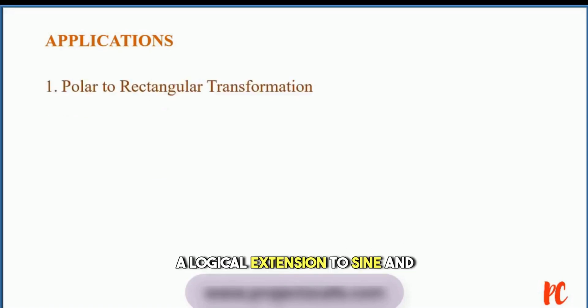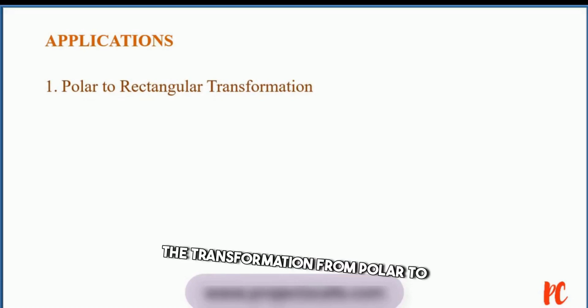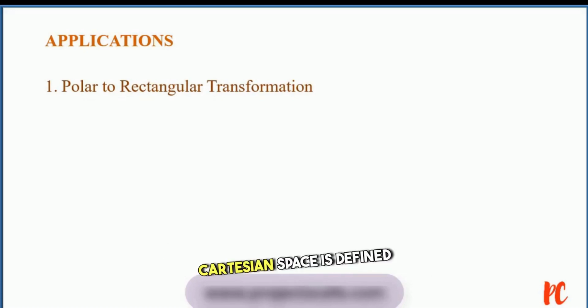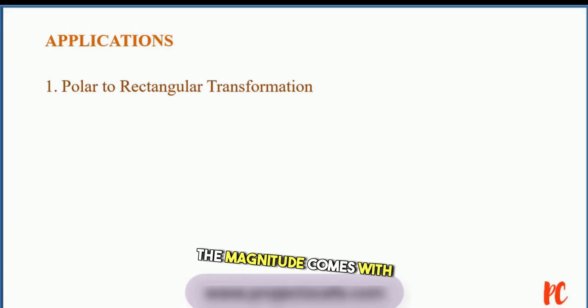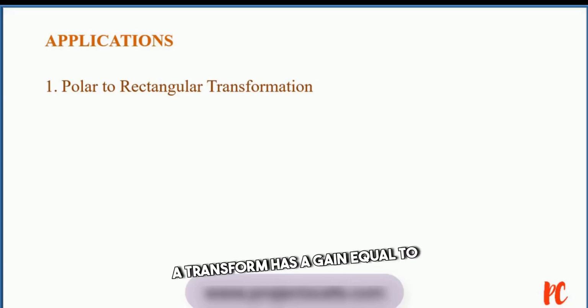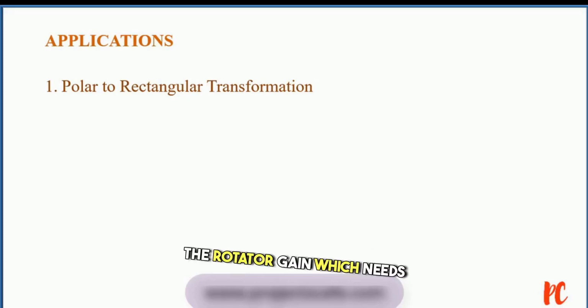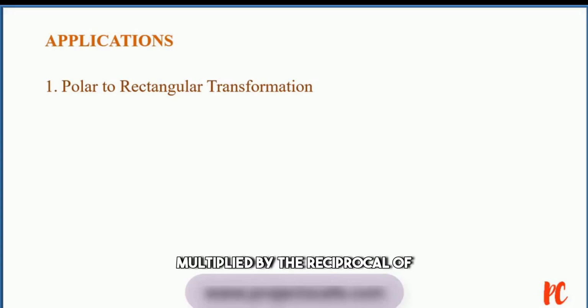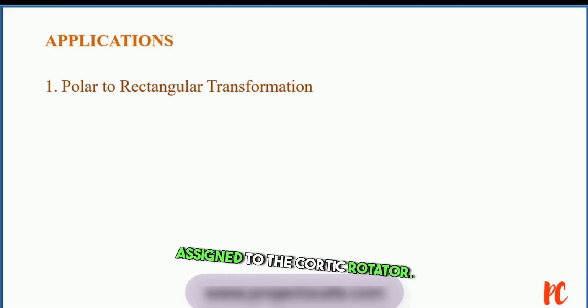A logical extension to the sine and cosine computer is a polar to Cartesian coordinate transformer. The transformation from polar to Cartesian space is defined by the multiplication of the magnitude, which comes with the CORDIC rotator. The transform has a gain equal to the rotator gain, which needs to be accounted for. If the gain is unacceptable, the polar magnitude may be multiplied by the reciprocal of the rotator gain before it is assigned to the CORDIC rotator.